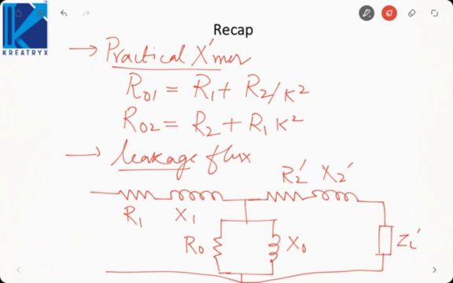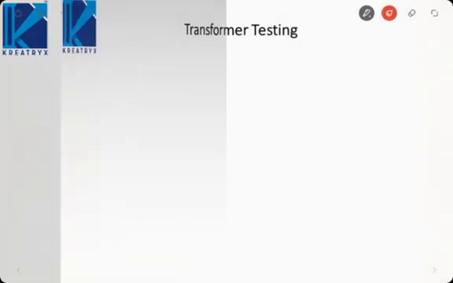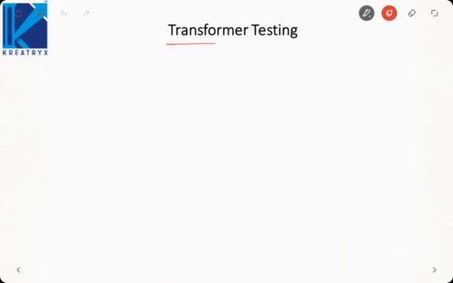Now, in this lecture, our main objective would be to determine these parameters that we have connected in the equivalent circuit. That is the core loss resistance, magnetizing reactance, winding resistance and the leakage reactance. We need to determine these parameters in order to construct this sort of circuit. So to determine these parameters, we perform some tests on the transformer.